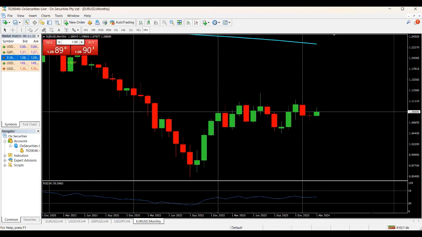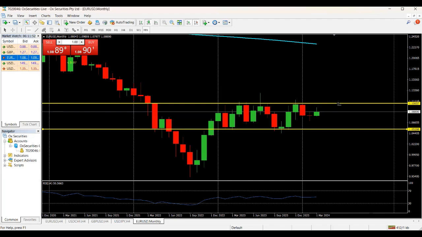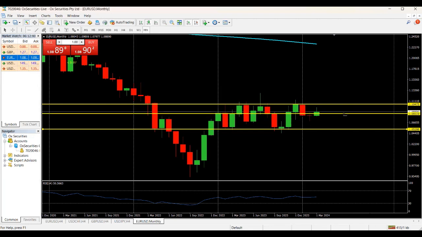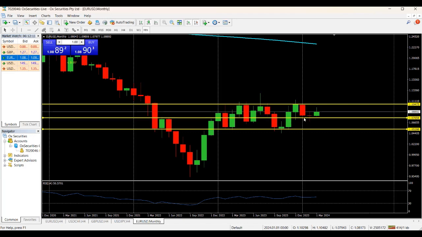So first thing I'm going to do is grab my support level and place it right here. And then I'm going to grab my resistance level and place it all the way up there. I'm trying to get as many touches as possible. Then I'm probably going to place a couple more. I'm going to place one right here. This is pretty much all I'm going to do on the monthly time frame. I'm going to drag it a little bit more to make sure I get that one as well.